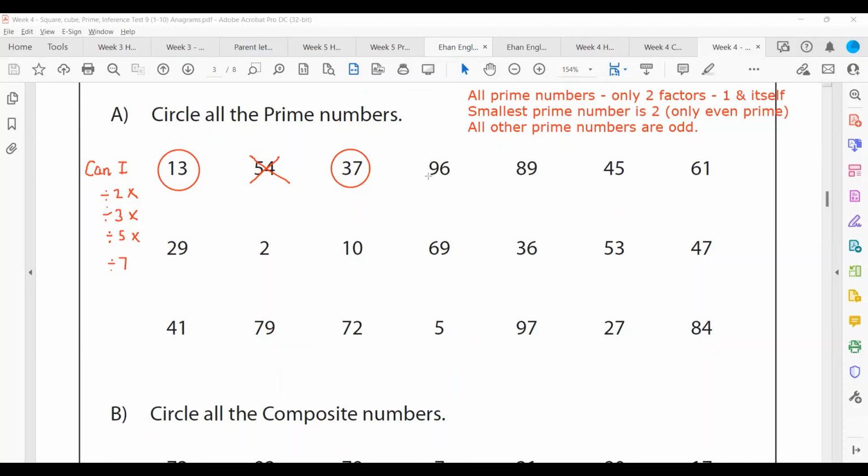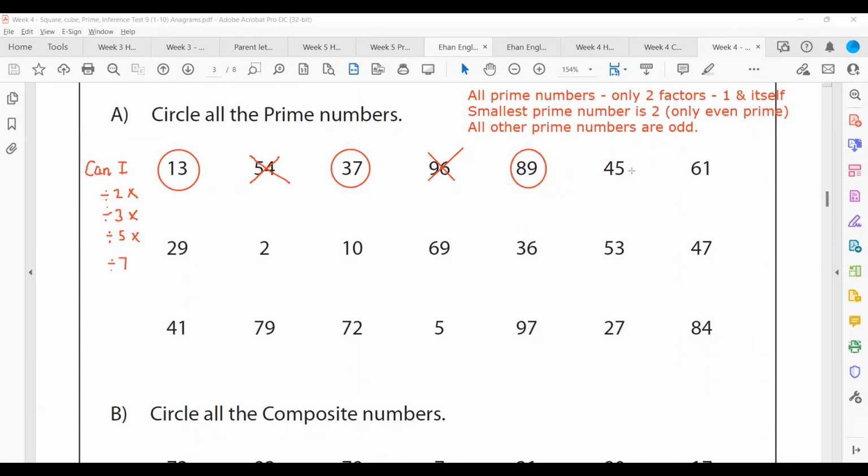96, now that's even, so we know that that is definitely not prime, so we can get rid of that one. 89, can you divide by 2? It's odd, so that doesn't work. Divide by 3. 8 plus 9 is 17, which isn't in the 3 times table. Divide by 5. Doesn't end in a 5 or 0. Divide by 7. Well, 7 times 12 is 84. So you know, therefore, that 89 is prime.